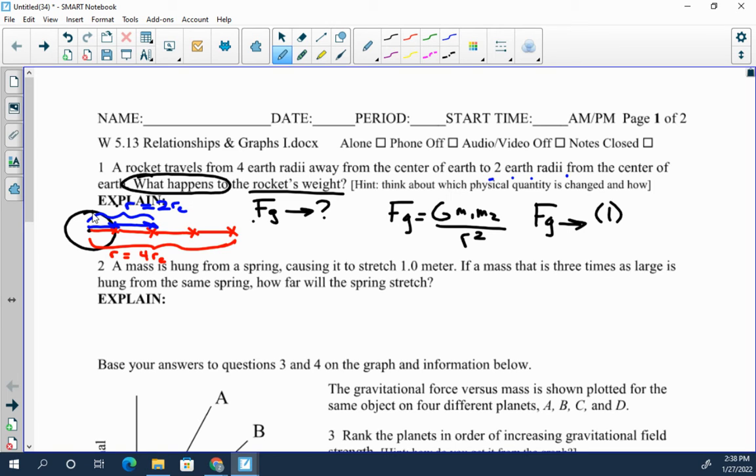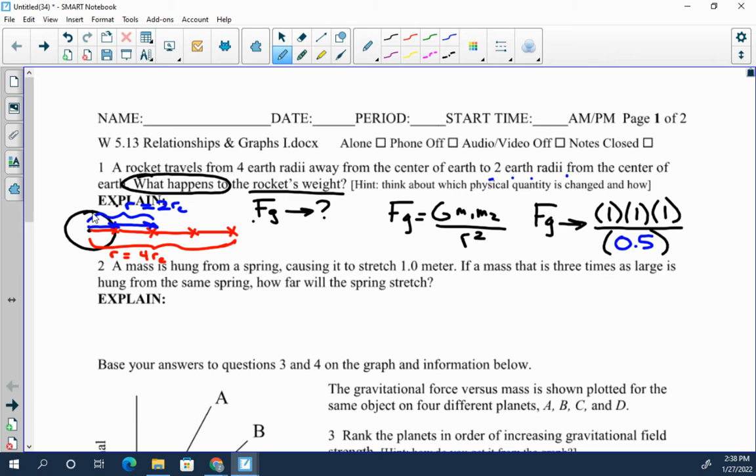Big G did not change, call it a 1. Did the mass of the rocket change? No, there's no comment about its mass. Did the mass of the Earth change? No. So that also gets a 1. All of this over. Did the R change? Yeah, you got it squared. How so? It went from 4 radii to 2 radii. The R is now half of what it was. So when you plug in over here, the R is now half of what it was.